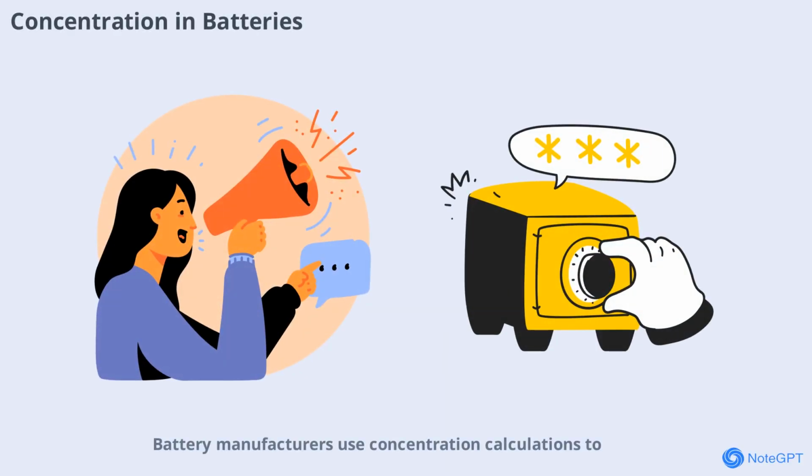Battery manufacturers use concentration calculations to prepare electrolyte solutions with the right strength. The performance and safety of batteries depend on having the correct concentration of chemicals inside.